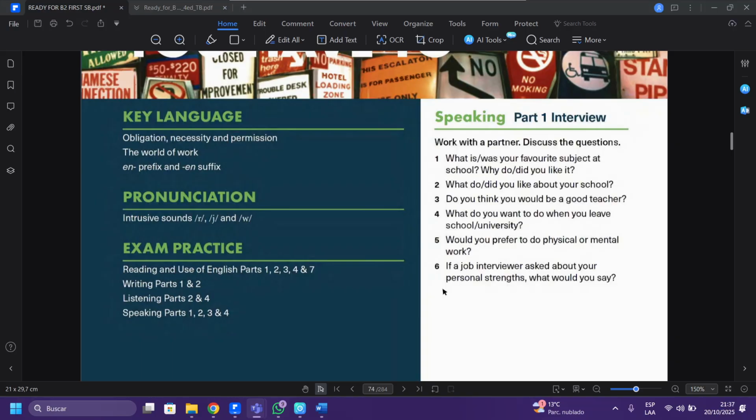This question, number six, is a little bit common in the B1 First exam, because I remember that when I took my B1 First exam, the examiner asked me this question. If a job interviewer asks you about your personal strengths, what would you say?